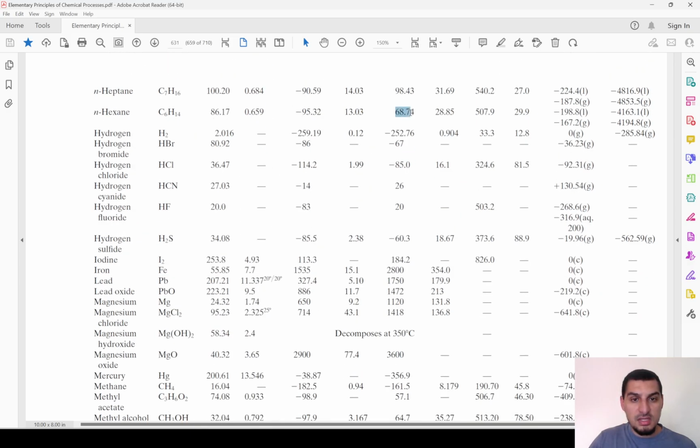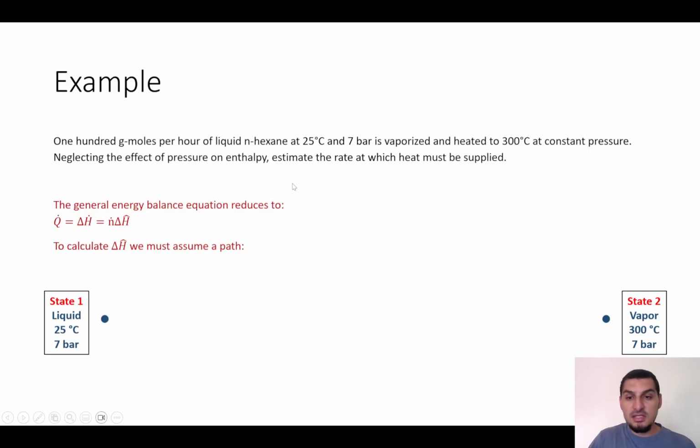This is the normal boiling point of hexane, which means that hexane boils at 68.74 degrees Celsius under the pressure of 1 atmosphere. But the pressure here is 7 bar, which is higher than 1 atmosphere, so it's expected to boil at a higher temperature than 68. So at 25 degrees Celsius, it's definitely a subcooled liquid.